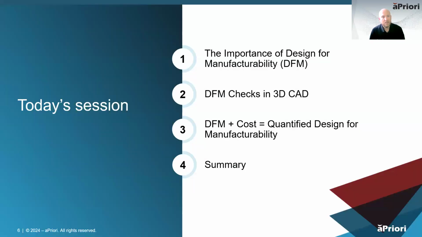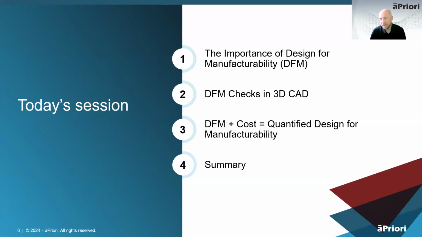So today's session is really focusing on the design for manufacturability aspect, or DFM as it's often known. We'll take a look at some of the DFM checks in 3D CAD and their shortcomings. Then, to quantify design for manufacturability, we're going to couple it with cost, because that's the way you can assess DFM properly in our view. And then we'll summarize with how a priori can help.